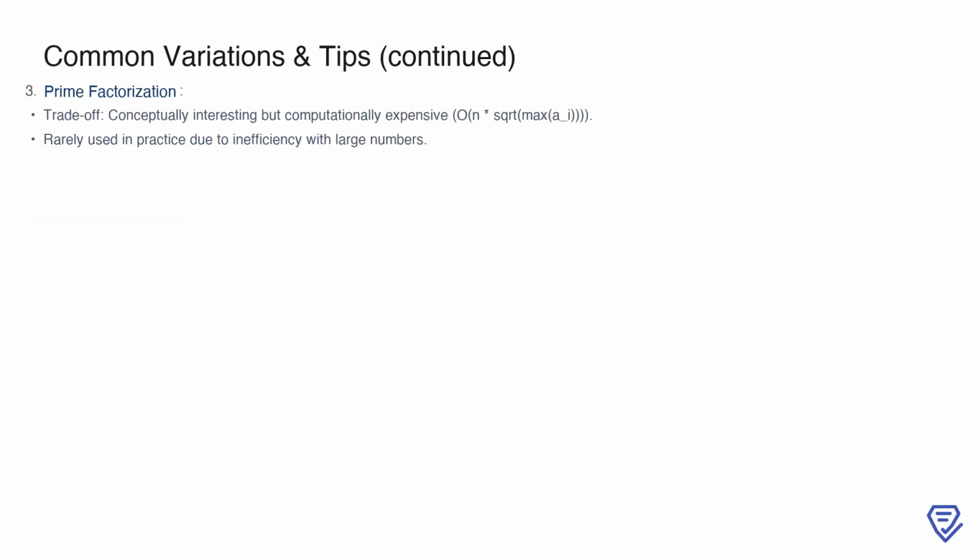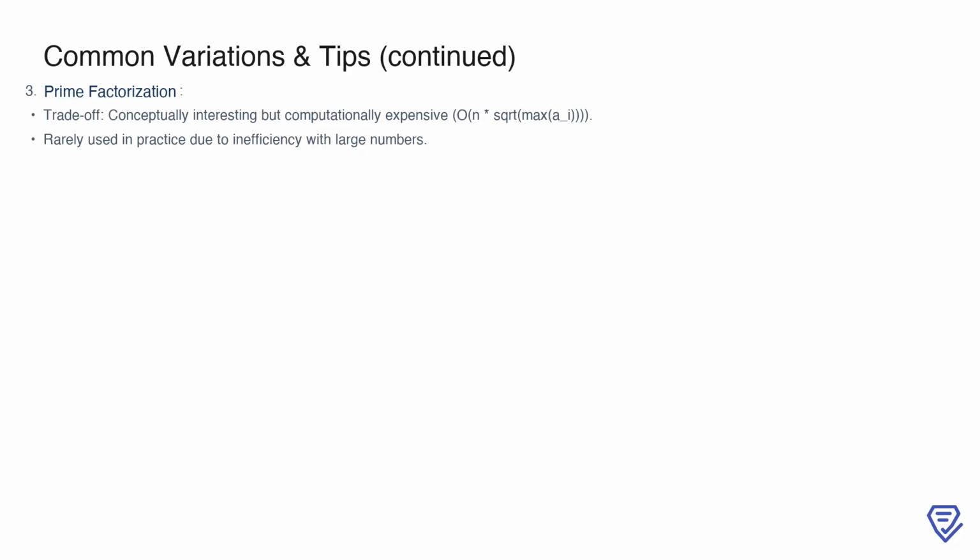Another alternative approach to consider is using prime factorization. While this method is conceptually interesting, it comes with significant computational overhead. The time complexity is approximately O(n * sqrt(max a_i)), which makes it impractical for handling large numbers or arrays with many elements. As a result, prime factorization is rarely used in practice for this type of problem. However, understanding it can be valuable for theoretical purposes or for problems that specifically require factorization.